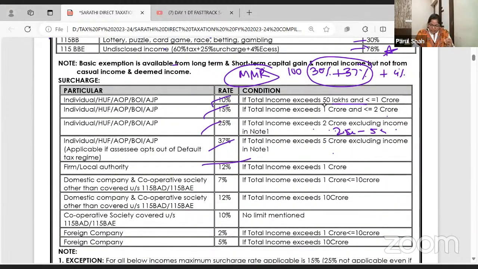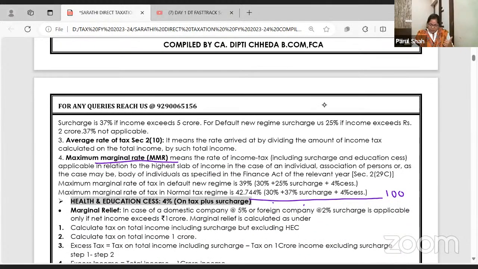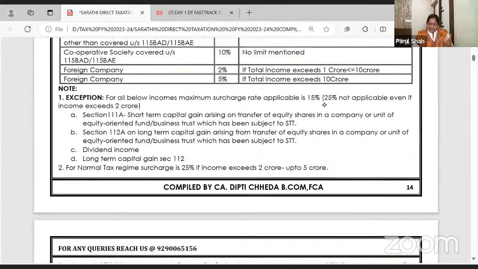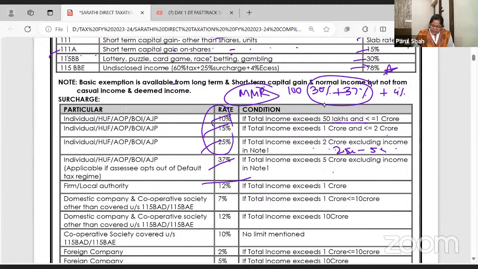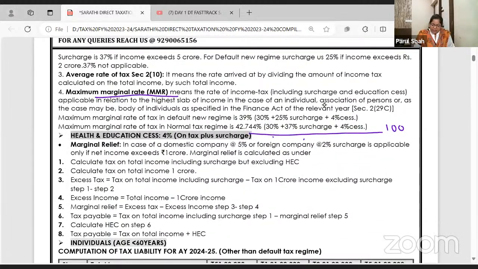Now, coming back to surcharge rates, if you are opting for the default tax regime, I'll teach immediately after this and then we will solve problems for that. If you opt for the default tax regime, the highest rate of the surcharge is 25%. Even if the income is 5 crore, 8 crore, yes. 50 lakhs to 1 crore, 10%. 1 crore to 2 crore, 15%. 2 crore and above, whatever your income, the surcharge is 25% in the default tax regime, 115BAC. So for the default tax regime, what will be the maximum marginal rate? On 100, 30% tax, 25% surcharge instead of 37, and that comes to 39%.